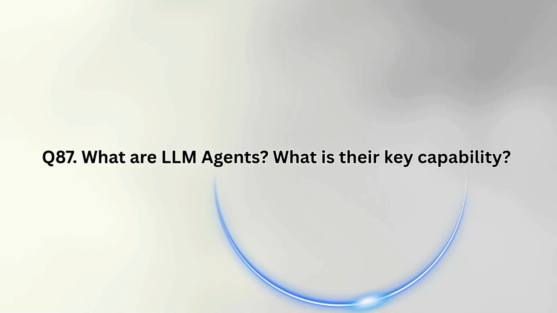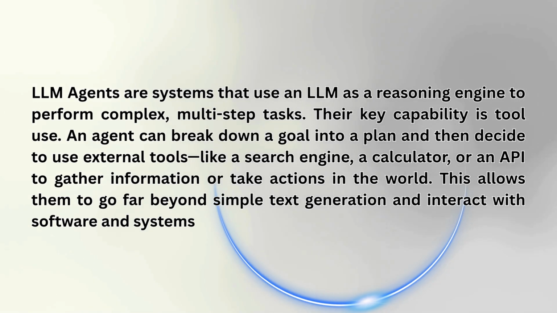What are LLM agents? What is their key capability? LLM agents are systems that use an LLM as a reasoning engine to perform complex multi-step tasks. Their key capability is tool use. An agent can break down a goal into a plan and then decide to use external tools, like a search engine, a calculator, or an API, to gather information or take actions in the world. This allows them to go far beyond simple text generation and interact with software and systems.